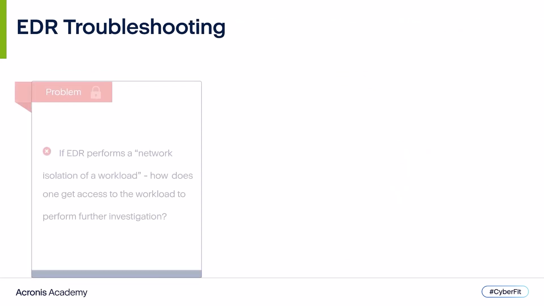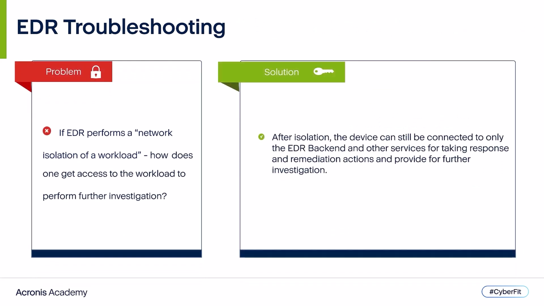If EDR performs a network isolation of a particular workload, a question we get is, how does one get access to that workload to perform further investigation? If a workload is isolated, the device can still be connected to the EDR backend, as well as other services for taking response and remediation actions, and it also provides information for further investigation.